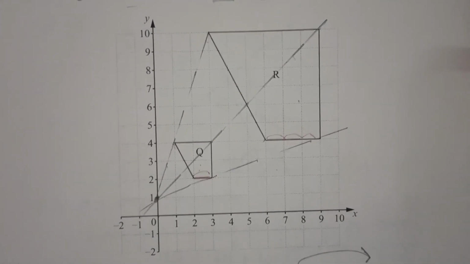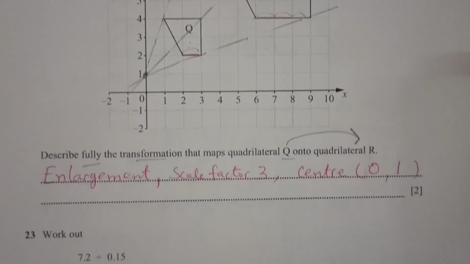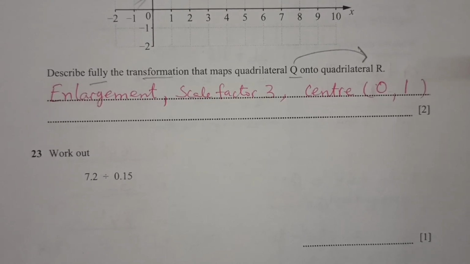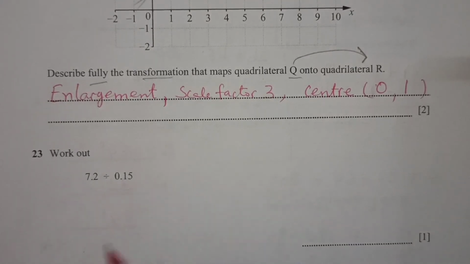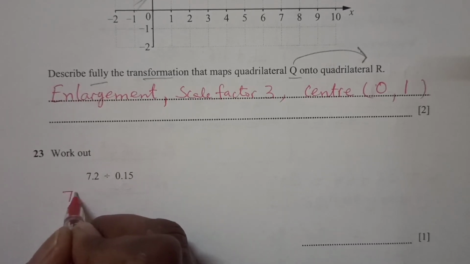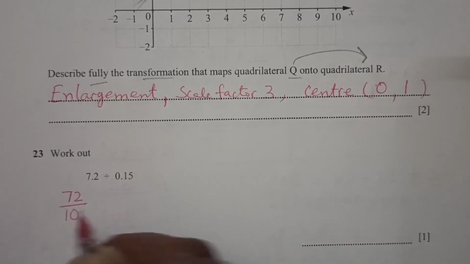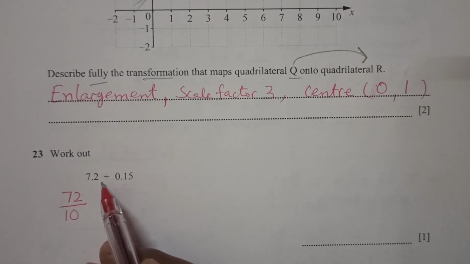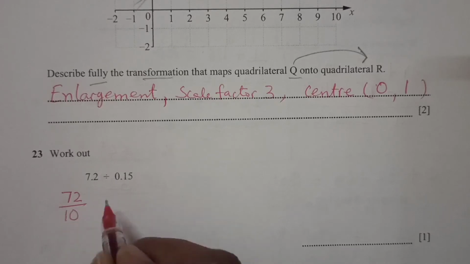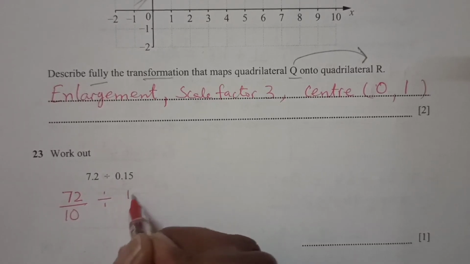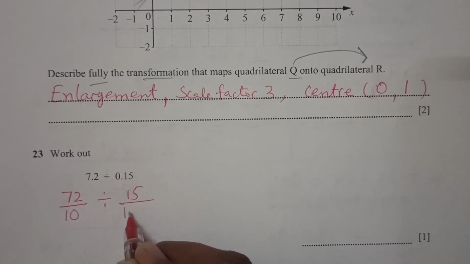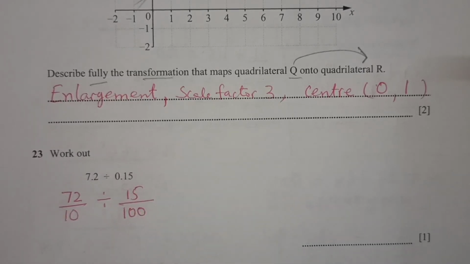You can see again. Okay, so number 23. Work out 7.2 divided by 0.15. So first of all we will remove the decimals. 72 over 10. There is one digit after the decimal, so a 1 and a 0, divided by 15 over. So 2 digits. So what should come here? Yes, good, 100. So 15 over 100.